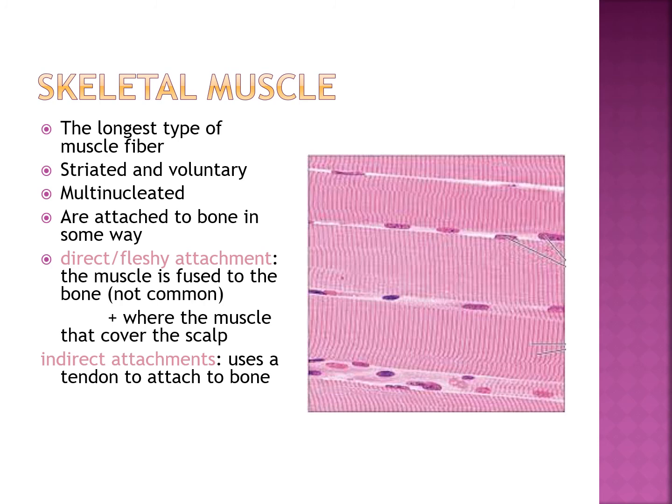Well, ligaments are part of our skeletal system. They attach bone to bone. That's what holds our joints together. Tendons are what attach muscle to bone. So most of our skeletal muscles attach to our bones using tendons. Tendons are incredibly strong. They're very hard to damage. And so we don't have to worry about the muscle getting damaged in some way.